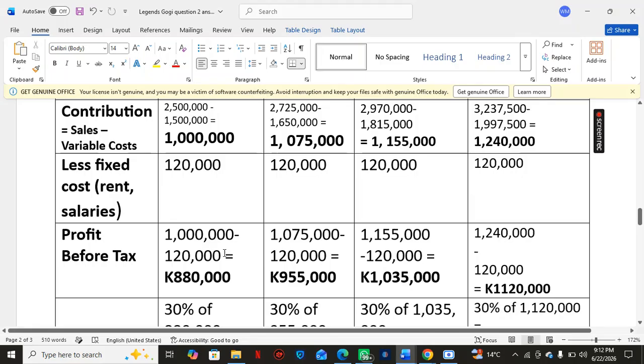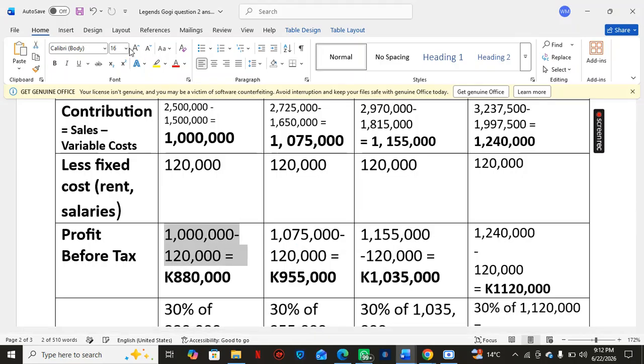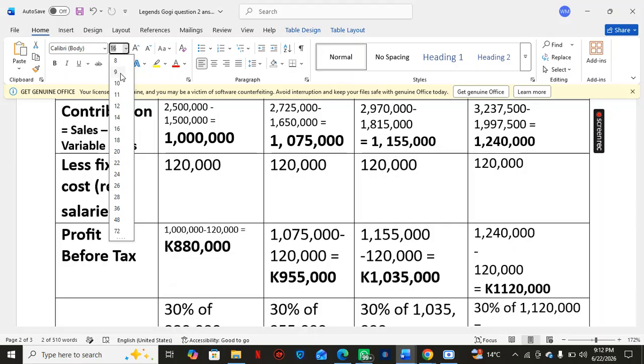Yes, these are our profits before tax. Any questions?